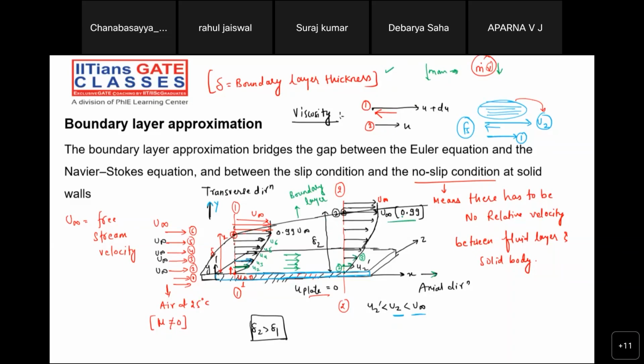Of course, we are not bothering about 100%. 100% achievement is not always possible, so we are just happy with 99% of the free stream conditions. Is that clear now? If I ask you about the physical significance, what is the physical significance? That we are going to discuss in the next slide. But before that, you just make a note of it. All of you are getting my point or not?